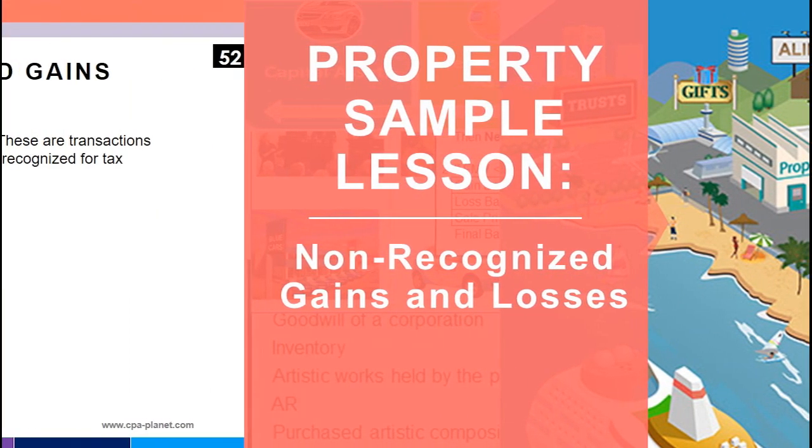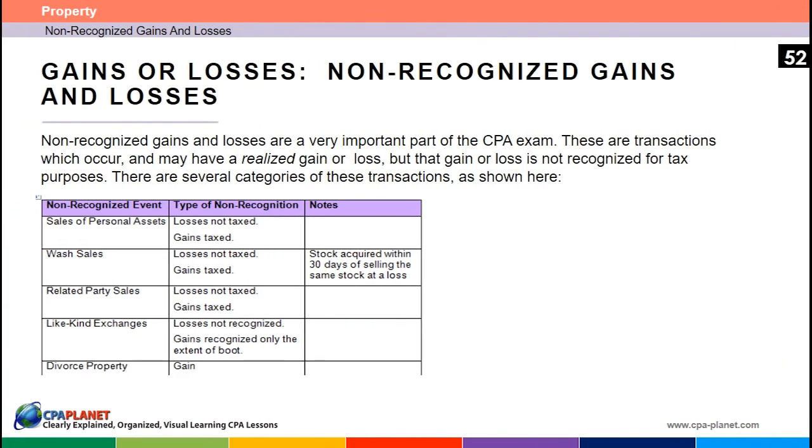We have several categories of items where you can have a gain or loss that is realized, but it's not recognized for tax purposes. There's some kind of exception. So we've got sales of personal assets. If you look at the chart here, types of non-recognition: losses are not taxed and gains are taxed. Okay, so again, the government wins. Normally when you've got these exception areas, in a lot of cases, the government will take the advantage.